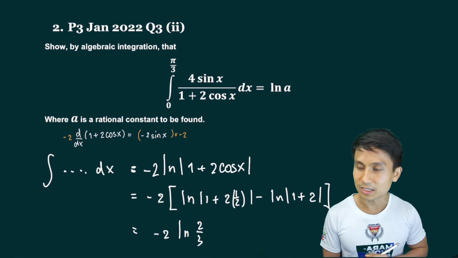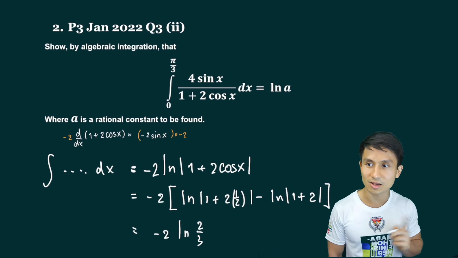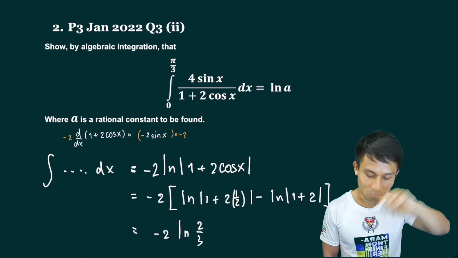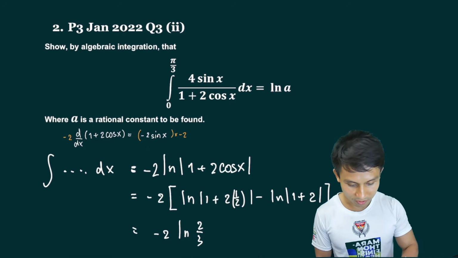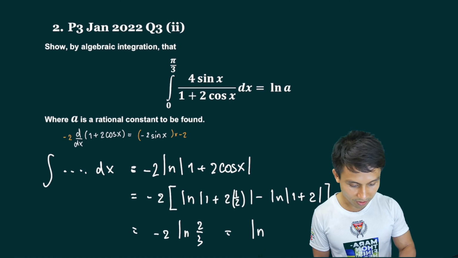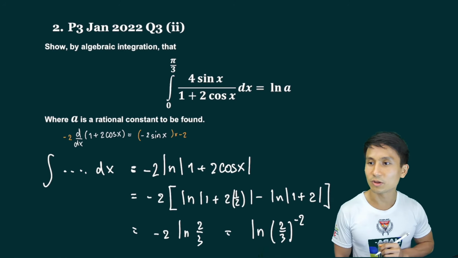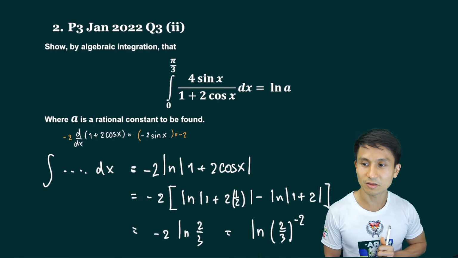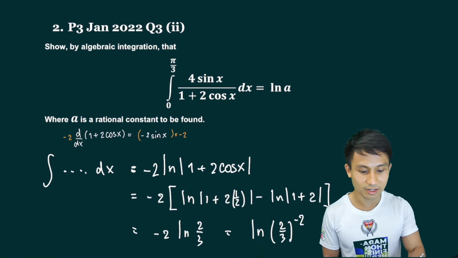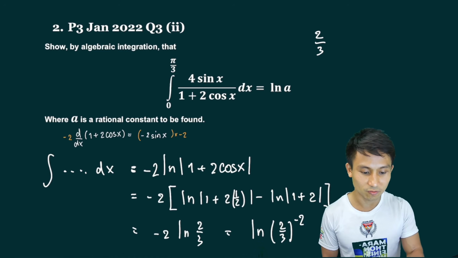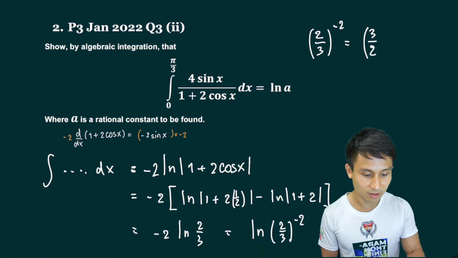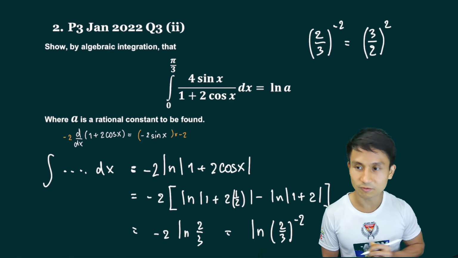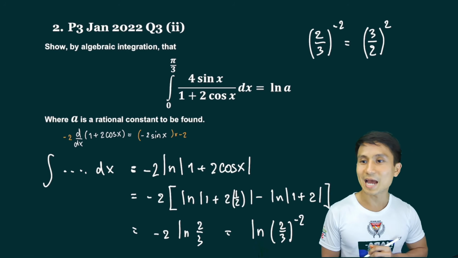And because we need to make it ln a, this is not ln a yet. I need to push the minus 2 to be the power. So it's going to be ln of (2/3)^(-2). Well, the power of minus 2 is just flip the fraction, 3 over 2 to the power of 2 instead. So I'm saying that (2/3)^(-2) is actually the same as (3/2)^2. So that would be 9 over 4.